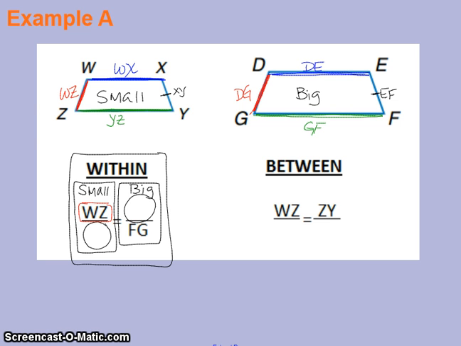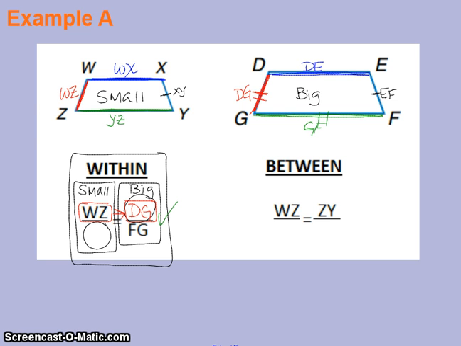The next thing I know is that WZ compares on my big side right here next to it, because it's equal to, my WZ or my red compares to DG on my big one. Notice how my reds are right next to each other. So let's look at the big one. We have DG over FG, or GF, however you want to do that. These are both on my big one, so I know that this is a good ratio here.